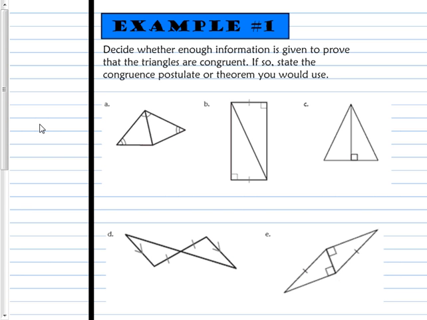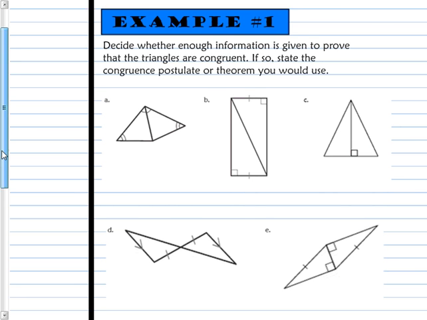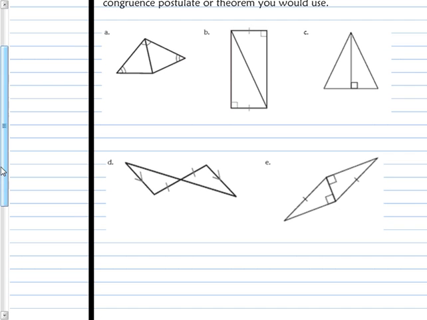We're going to decide whether we have enough information to prove that the triangles are congruent. If yes, we'll state how. I'm going to do A and D with you, and then I want you to do B, C, and E on your own and check them.